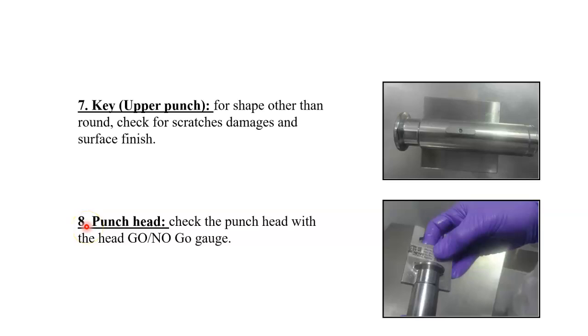Next checkpoint is the punch head. Check the punch head with the head go and no go gauge. This is a go no go gauge. The punch head should easily pass through the go gauge and it should not pass through the no go gauge.